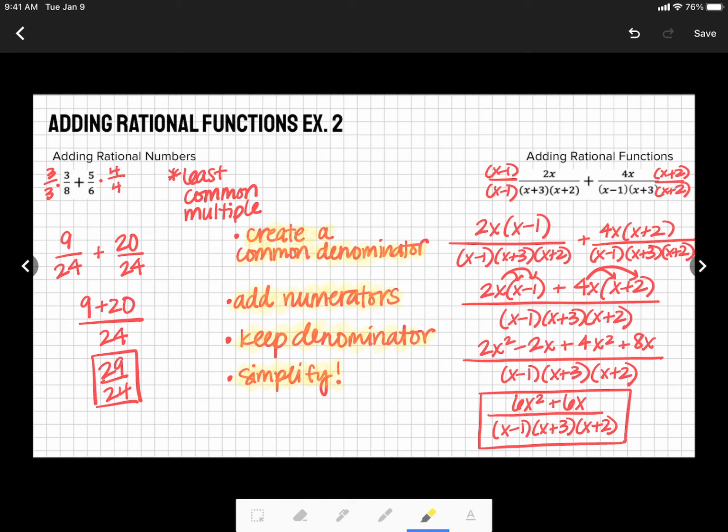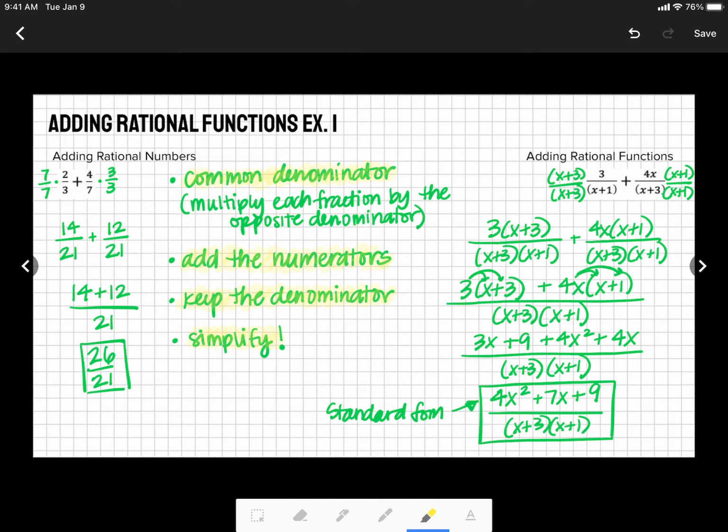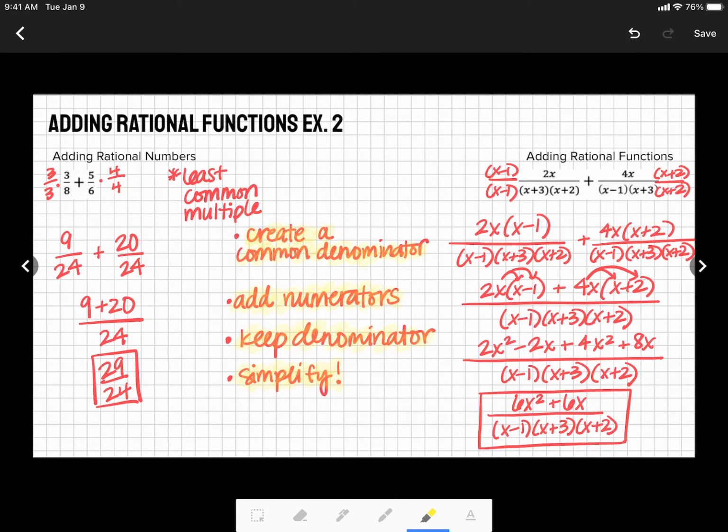So I'm going to skip the slide on subtraction. I will post a solution for it later, but I'm going to skip it because I want to show you multiplication and division. Multiplication and division are a little bit easier because we don't have to worry about a common denominator. But before I move on, questions on adding, either example 1 or example 2?